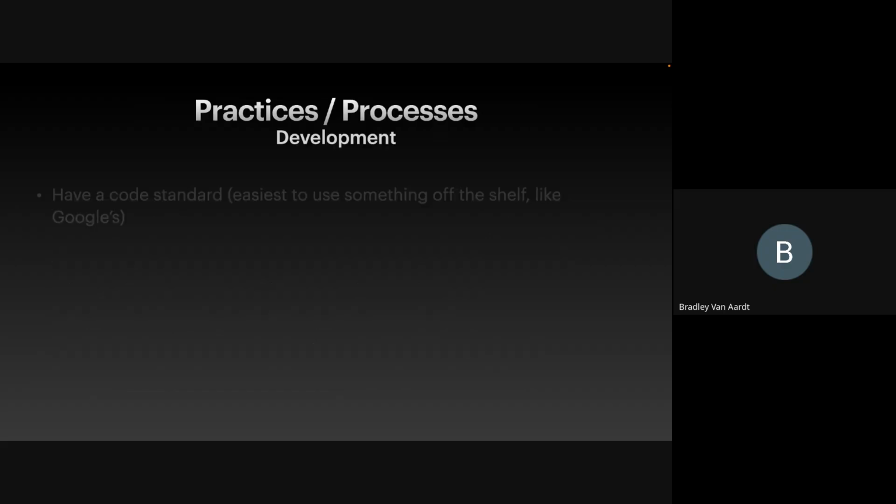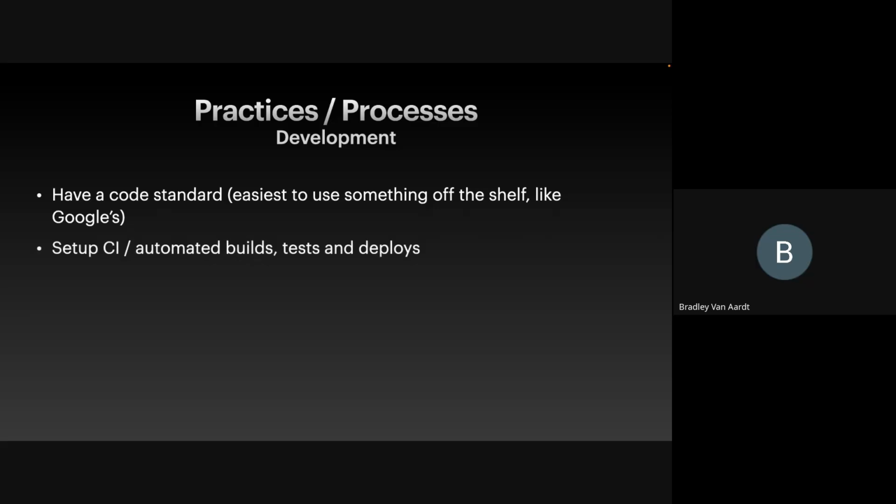Okay, cool. So around development, what kind of practice and processes do we need there? So you'll need a coding standard, and then the easiest is just to use something off the shelf. I think most people do that now. They'll look at some kind of code spec and use that. And then you'll need to set up CI or automated builds, test and deploys.